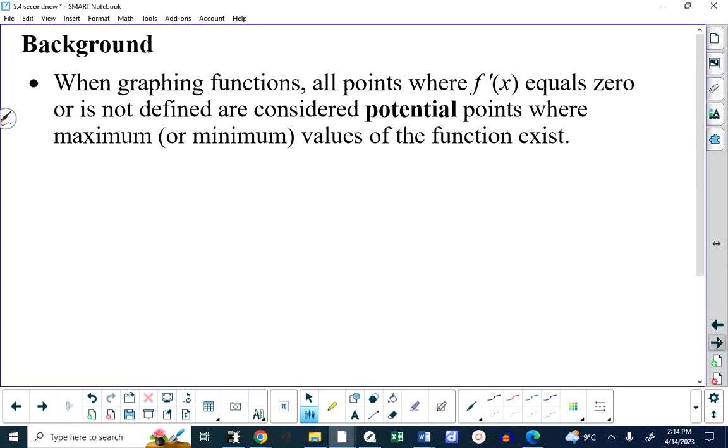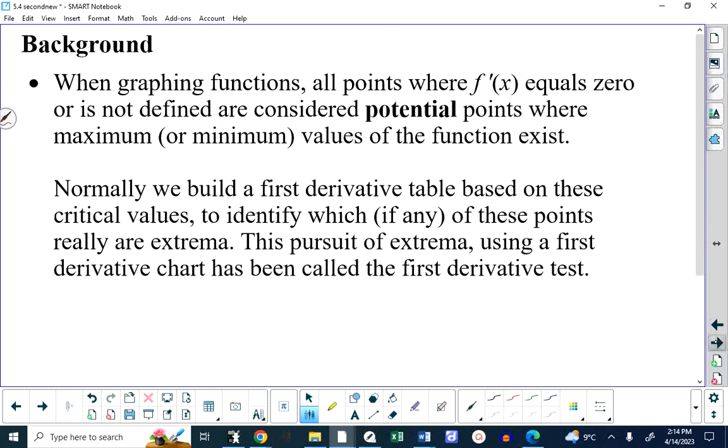So the critical values of x, the values of x that make the derivative equal to 0, we'll just leave it at that, are considered potential points where max min exist. And normally what you would do is then build a first derivative table and look at where the function is going up and where the function is going down and see where that leads you. So we've called that the first derivative test.